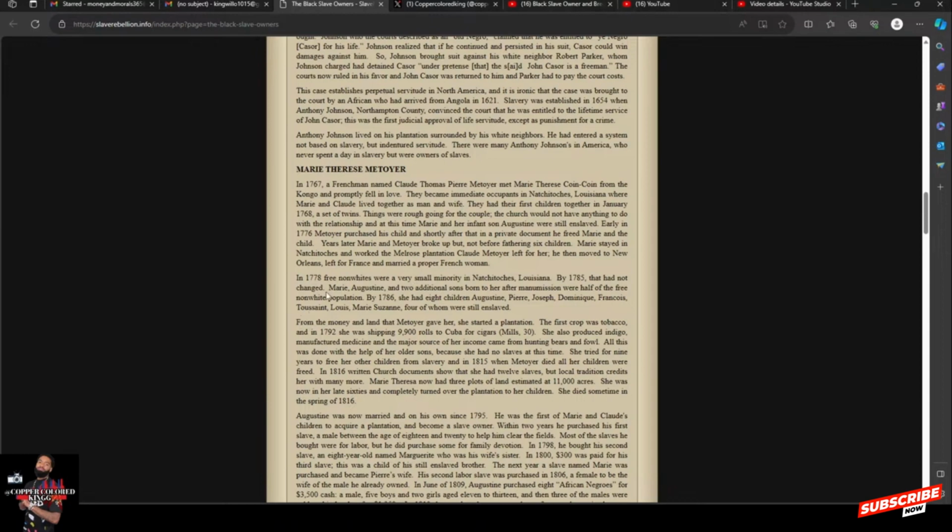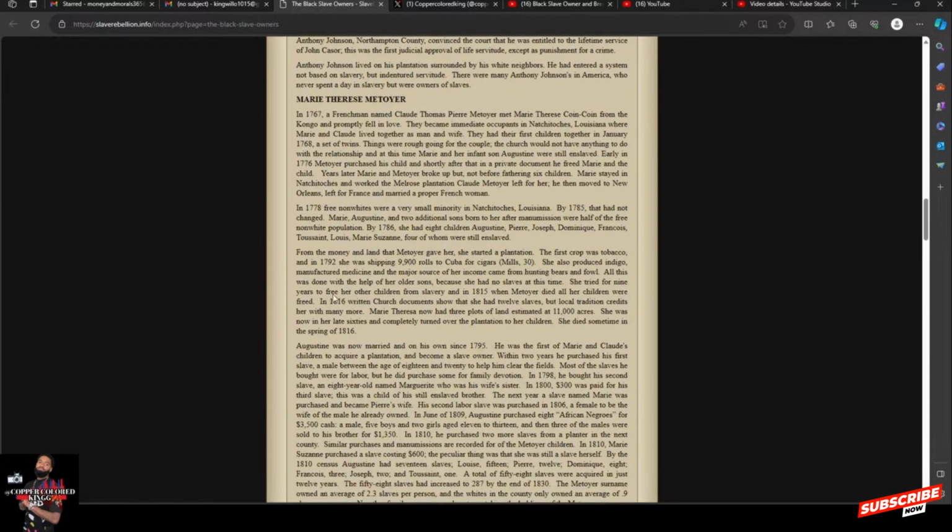In 1778, free non-whites were a very small minority in Natchitoches, Louisiana. By 1785, that had not changed. Marie Augustine had 2 additional sons born to her after manumissions were half of the free non-white population. By 1786, she had 8 children: Augustine, Pierre, Joseph, Dominique, Francois, Toussaint, Louis, Marie, Suzanne, and 4 of whom were still enslaved. Look at these names, you guys. Pay attention to these names.